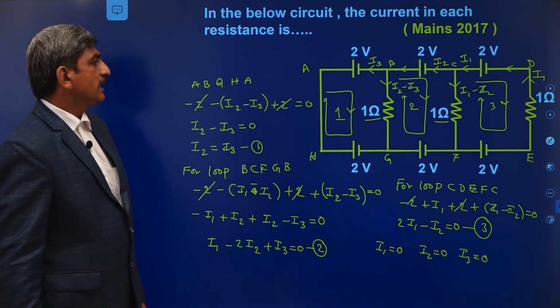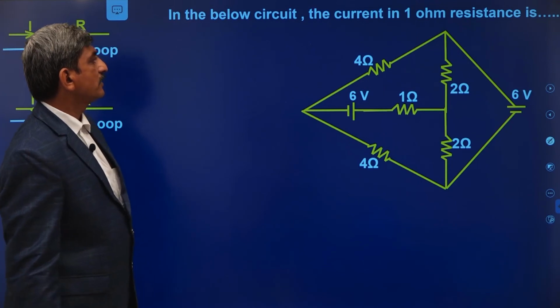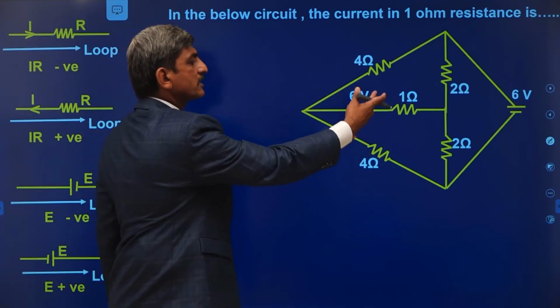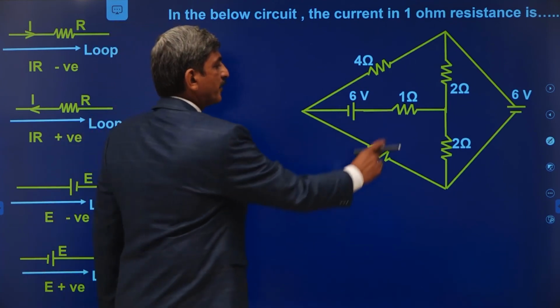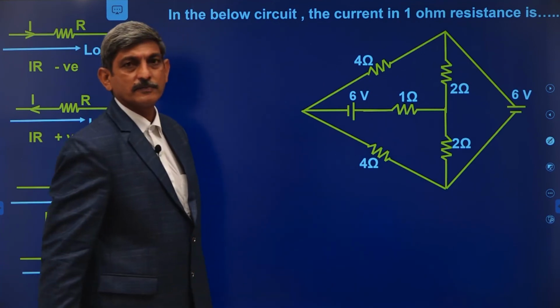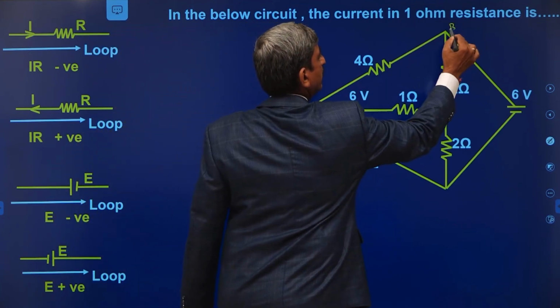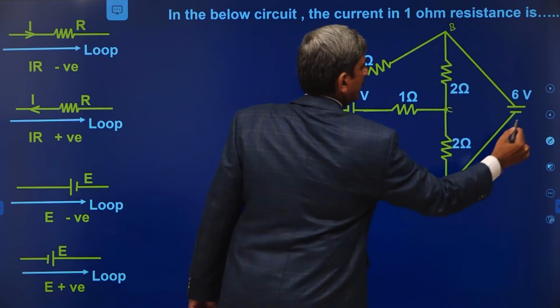Now come to another problem. In the below circuit, the current in the 1 ohm resistance is dash. Here a complicated network is given. In that complicated network, we want to find out the current passing through this 1 ohm resistor. For that, let us mark the points as A, B, C, D. Let it be E.